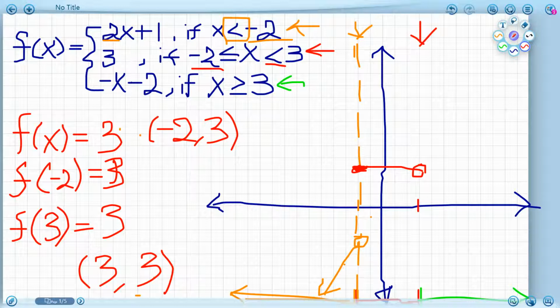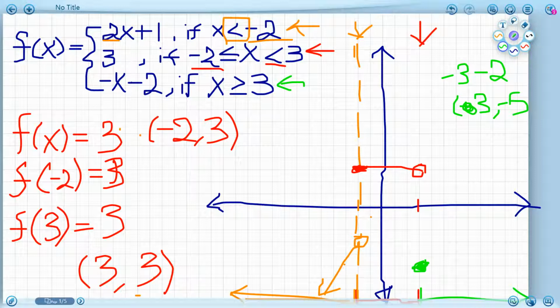And the third line, I'm going to finish it very fast. I'm going to plug in 3 in here, so I end up getting -3 minus 2, which is -5. So when you plug in 3, you get -5, 1, 2, 3, 4, 5. And it's going to be a closed circle.